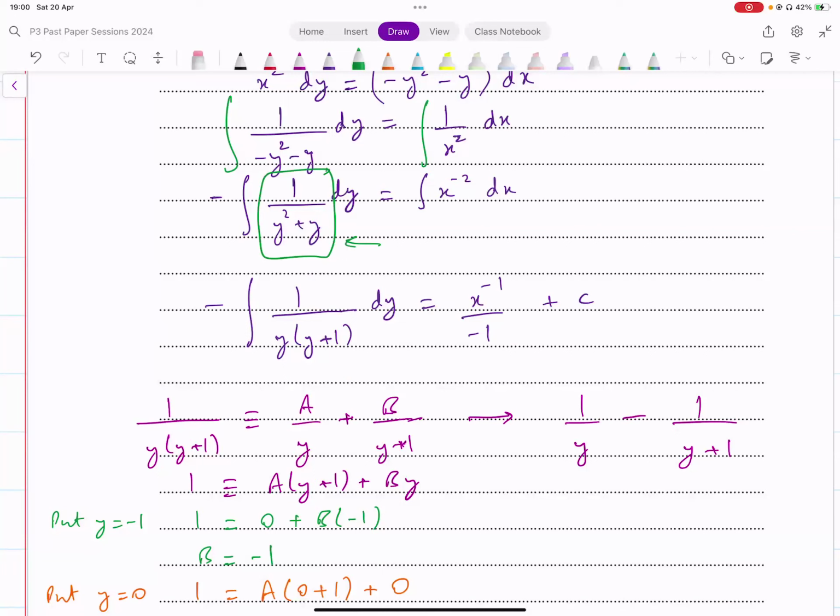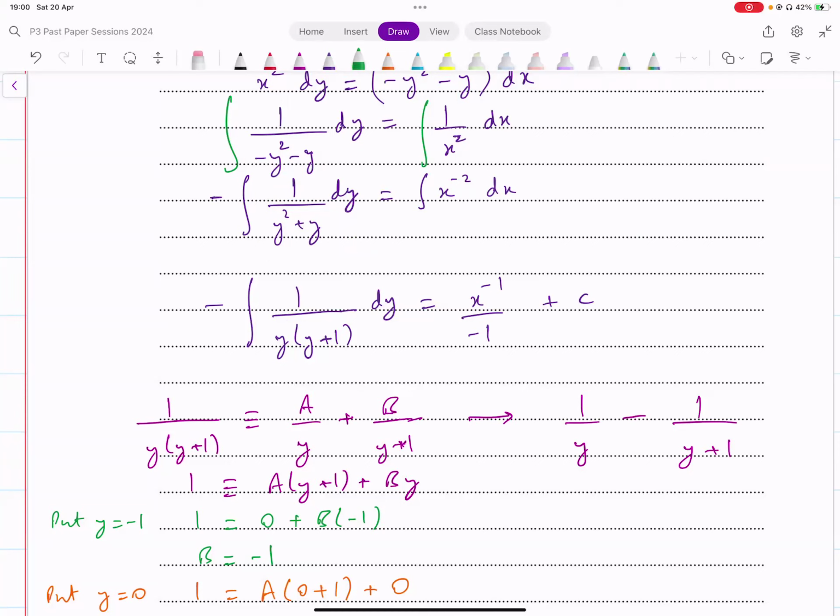It's a fraction. How can we integrate fractions? ln rule. Can we have the numerator as the derivative of the denominator? We can't in this case because the derivative of the denominator is 2y plus 1. We can't have 2y plus 1 in the numerator. ln rule does not work. Can we use tan inverse rule? Well, we can't because the denominator is not in that form. So one of the other rules that we think of is partial fractions.